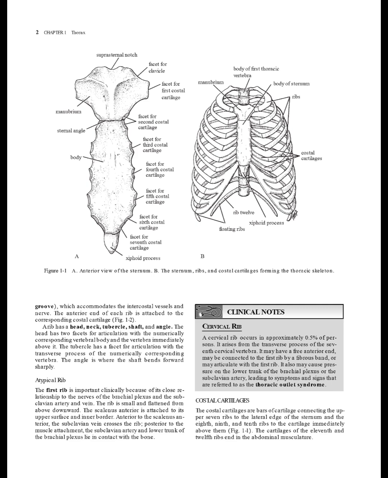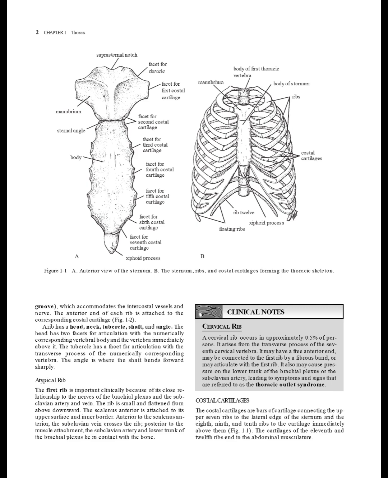Atypical rib: the first rib, small and flattened compared to other ribs. It is clinically important due to its close relationship with the brachial plexus, the nerve network controlling the arm, and the subclavian artery and vein, major blood vessels. The scalenus anterior muscle attaches to its surface, dividing the subclavian vein in front and the subclavian artery behind.